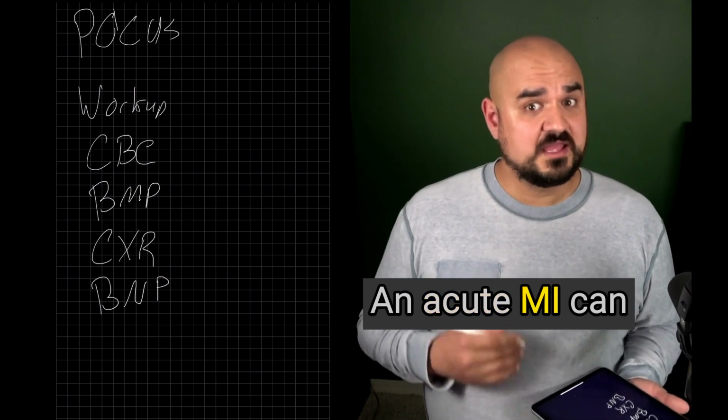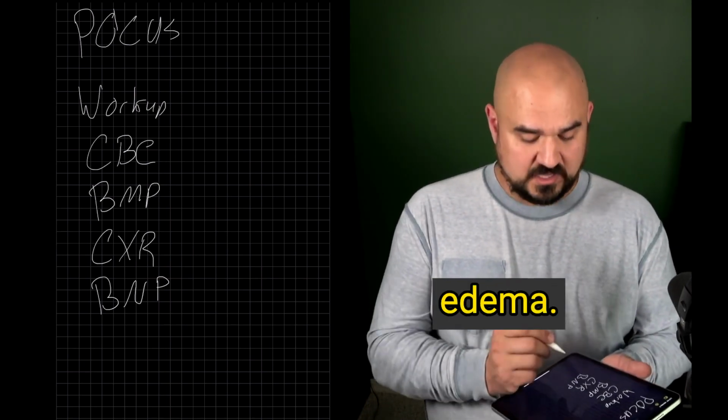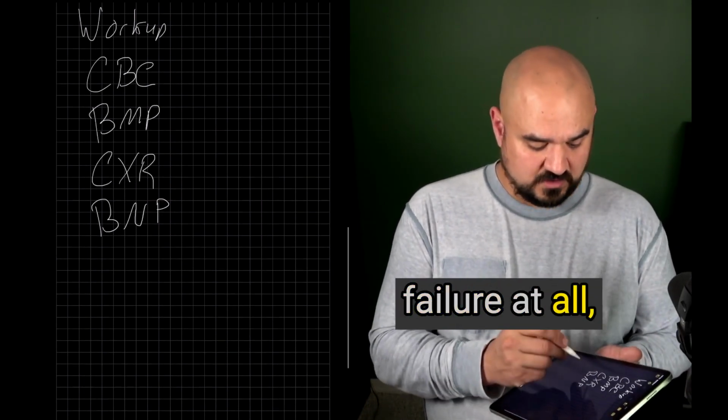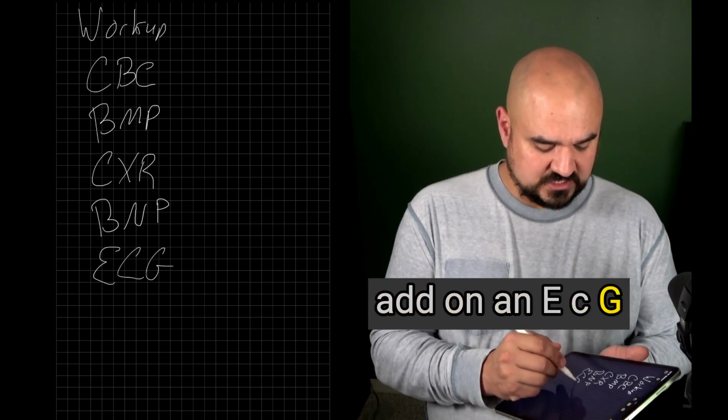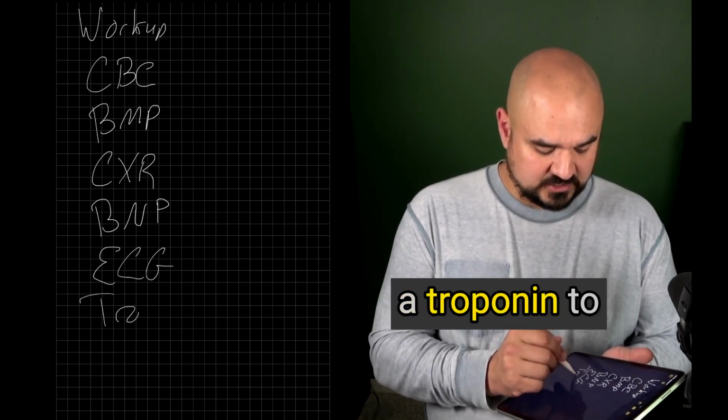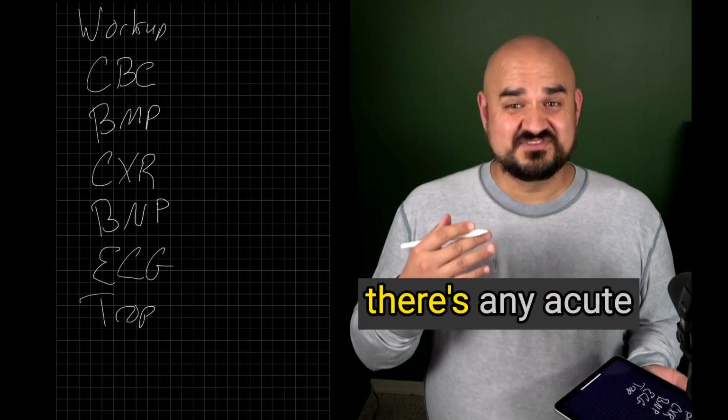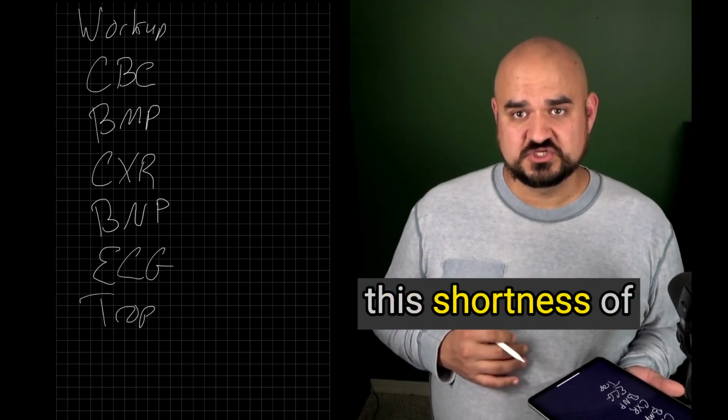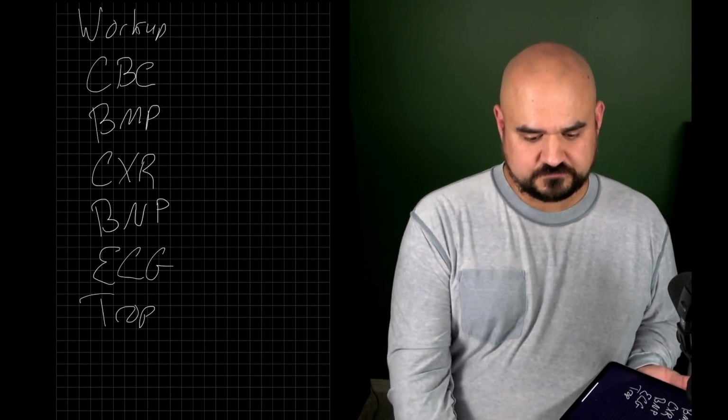An acute MI can throw you into heart failure and pulmonary edema. So if I'm curious about heart failure at all, I'm also going to add on an ECG, 12-lead ECG, and a troponin to check to see if there's any acute damage causing this shortness of breath as well.